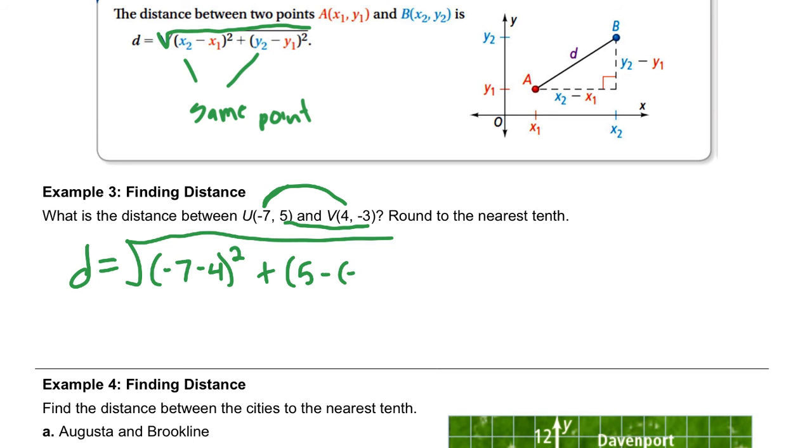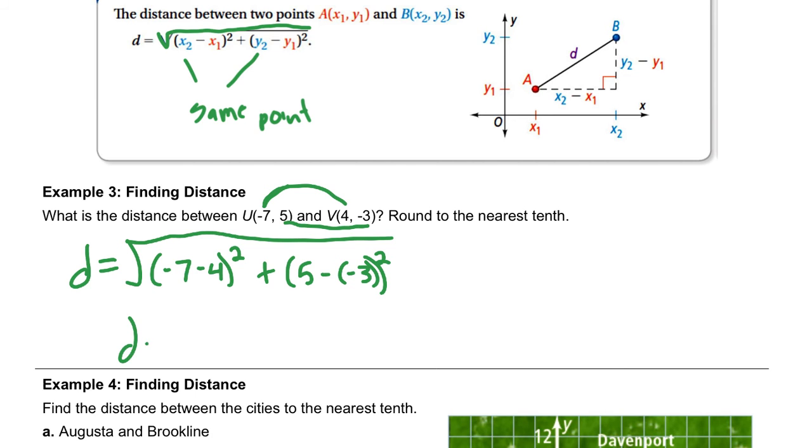That order does matter. I could do this the other way around. I could have done 4 minus -7, but then I would have had to do -3 minus 5. I just like doing left to right. -7 minus 4, 5 minus -3. X's minus X's, Y's minus Y's.